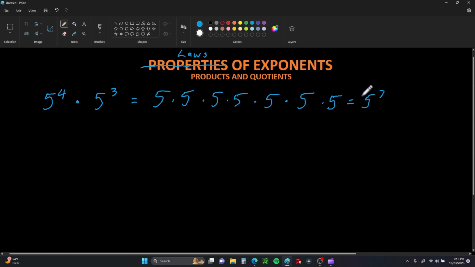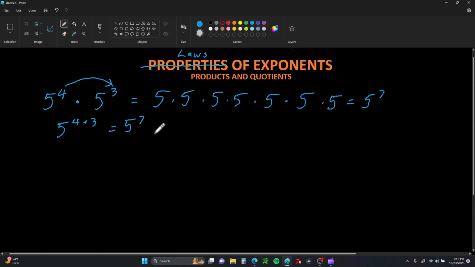The condensed form of 5 to the seventh power, looking at this over here, it kind of helps to understand that if I have the 4 and the 3, when I'm multiplying, I actually have 5 to the fourth plus 3 power, which is 5 to the seventh power.